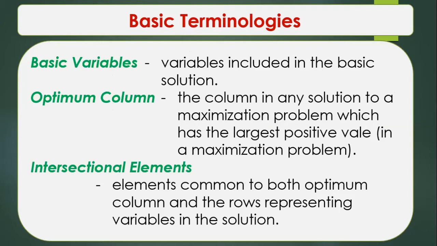And also we have optimum column. And optimum column is the column in any solution to a maximization problem which has the largest positive value in a maximization problem. And next we have intersectional elements. And if we say intersectional elements, these refer to elements common to both optimum column and the rows representing variables in the solution. And next we have pivoting.